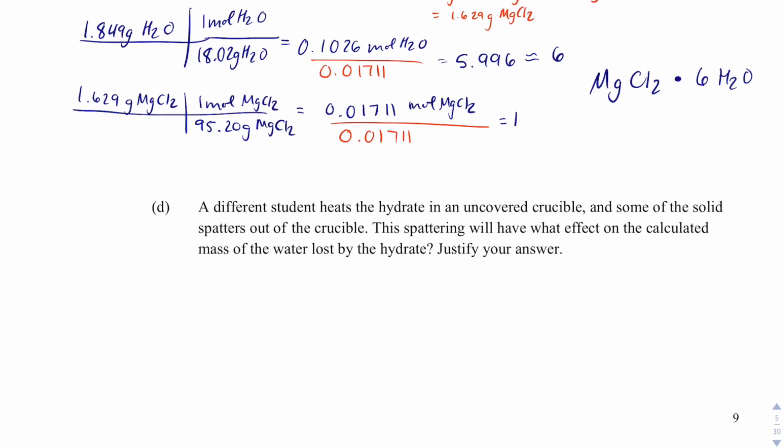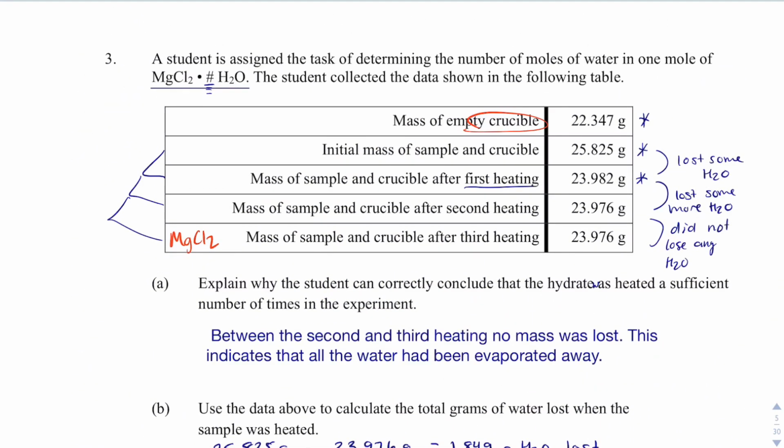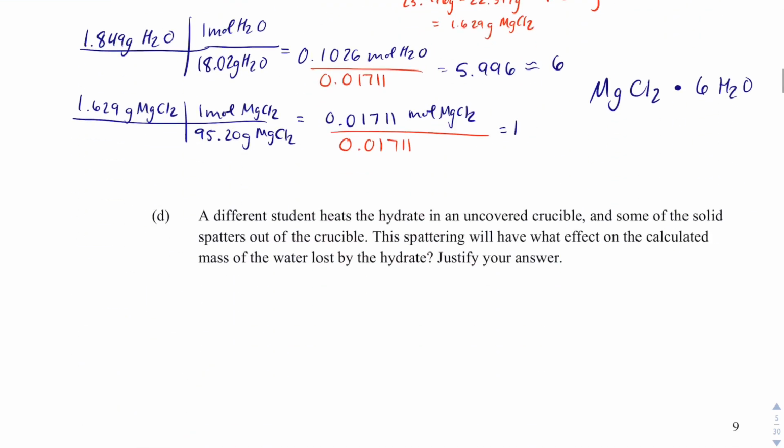And here's the whole basis of this lab. We're just going to heat our sample. And in the process, we're going to lose some H2O, and then we're going to heat until we have a constant mass, meaning no more water is lost. So if we have some spattering and some of our solid magnesium chloride spatters out of the crucible, we are going to assume that that is water being lost. And so that'll make it appear as though more water is lost than really is.